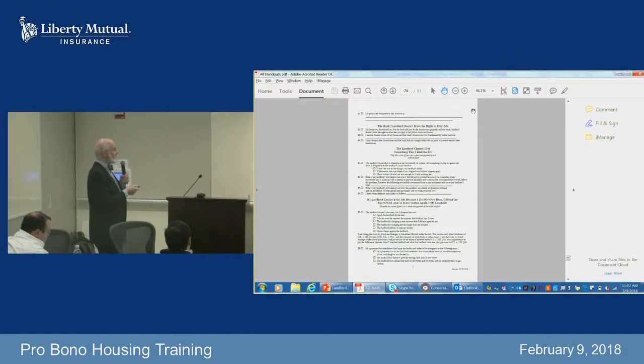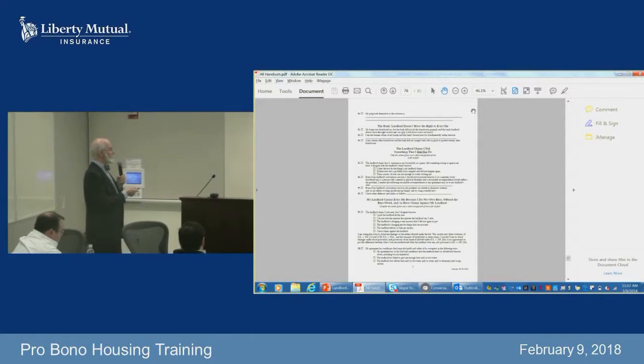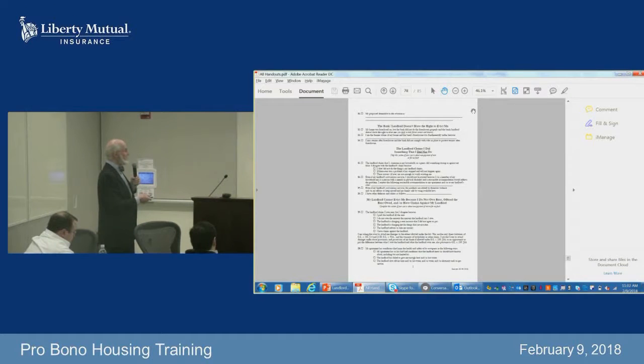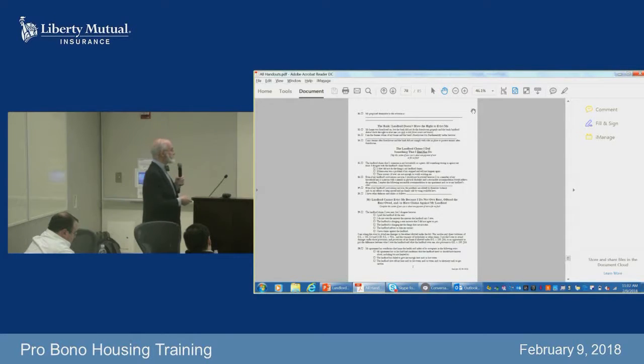Okay, so nobody had anything saying I'm accused of something I didn't do. The next one is my landlord cannot evict me because I don't owe rent, offered the rent owed, or have claims against the landlord.